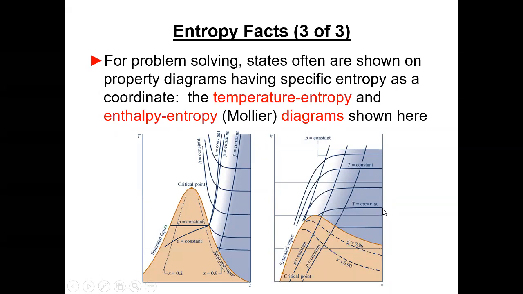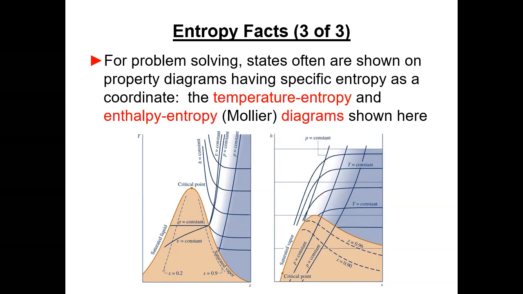But anyway, you can see lines of constant temperature, lines of constant pressure. Here's a quality line, 0.96, 0.9, that sort of thing. So temperature and pressure lines. And you've got much more detailed ones in the tables for the book.